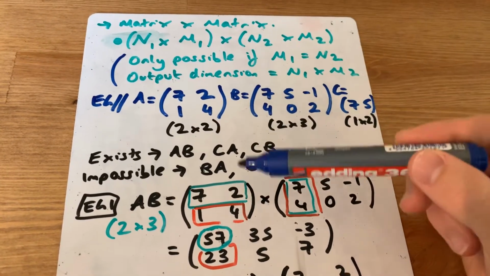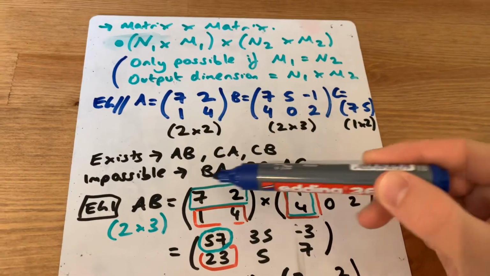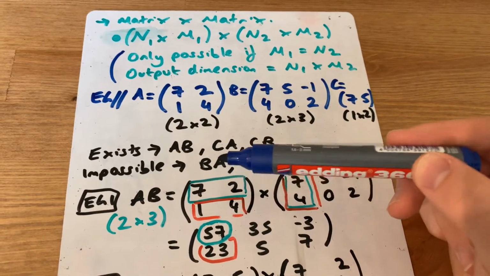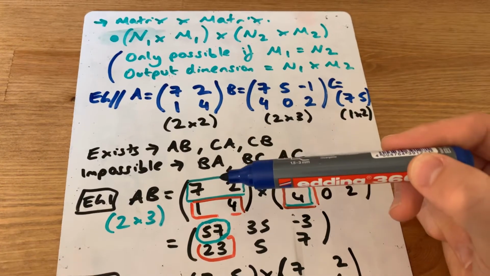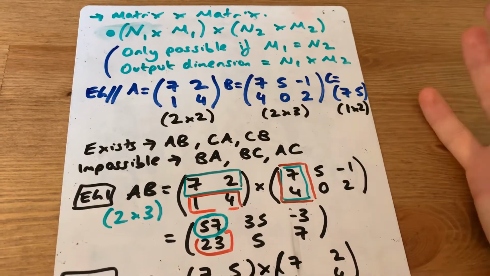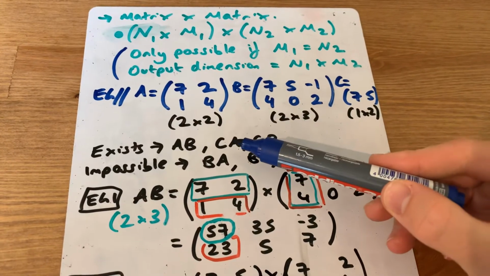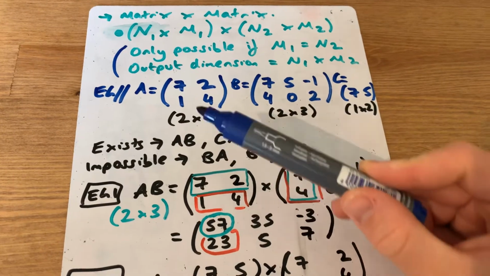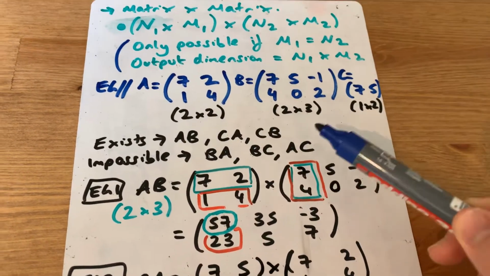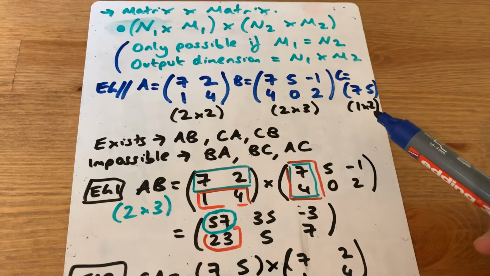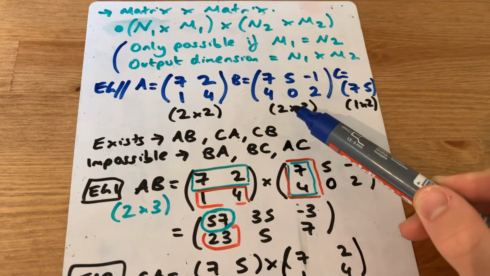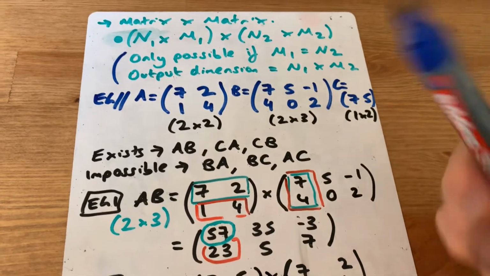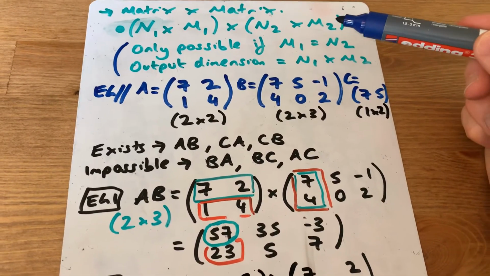So an important point here is that the order of the letters are really, really important. Okay, so AB is not commutative with BA. Those are different things. And in fact, in this case, AB is possible, BA is not possible. Let's check out some other ones. CA should be possible because C has 2 columns and A has 2 rows. So that is possible. And CB would be possible because that, again, is 2 columns, 2 rows. BC and AC, again, similar to BA, not possible. So we have to understand the possibility criteria.